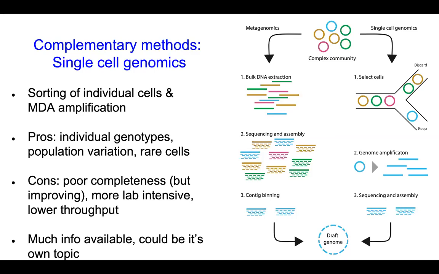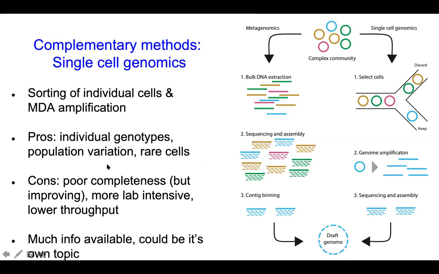But briefly, the big pro of single-cell genomics is you can start doing microbial population genetics, right? Because you get the genotype of an individual cell. Whereas in metagenomics, strain heterogeneity often gets lost. And it is possible to pick up rare cells from the environment that would be really hard to resolve in metagenome binning.